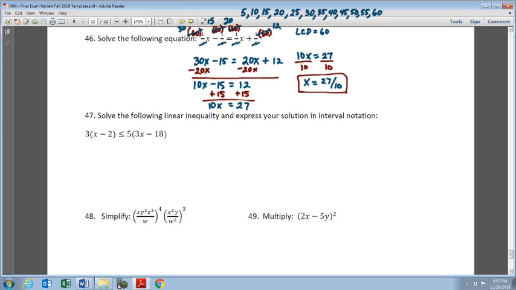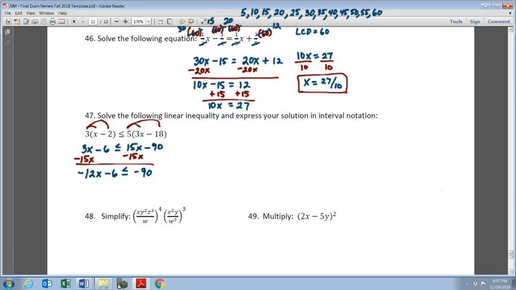So I would start here by distributing. I want to get rid of the parentheses here. So 3 times x is 3x, and 3 times a minus 2 gives you a minus 6. On the other side, 5 times 3x is 15x, and 5 times a minus 18 gives you a minus 90. So you'll notice this is a lot like the problem we did up above. We need to get x on one side only. So we'll end up with a minus 12x minus 6 is less than or equal to negative 90.